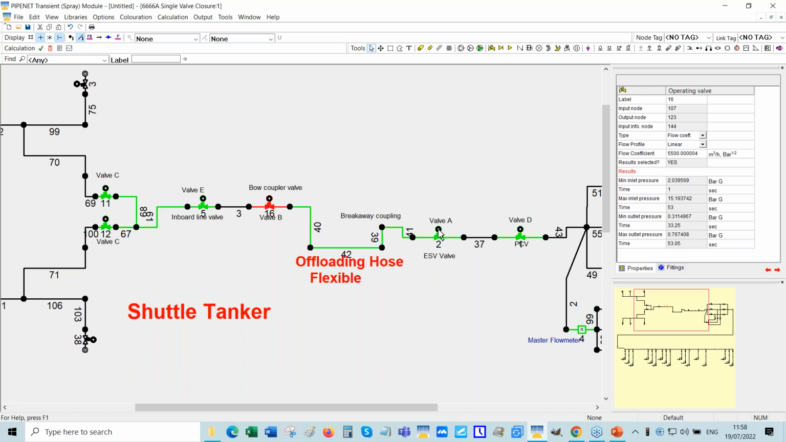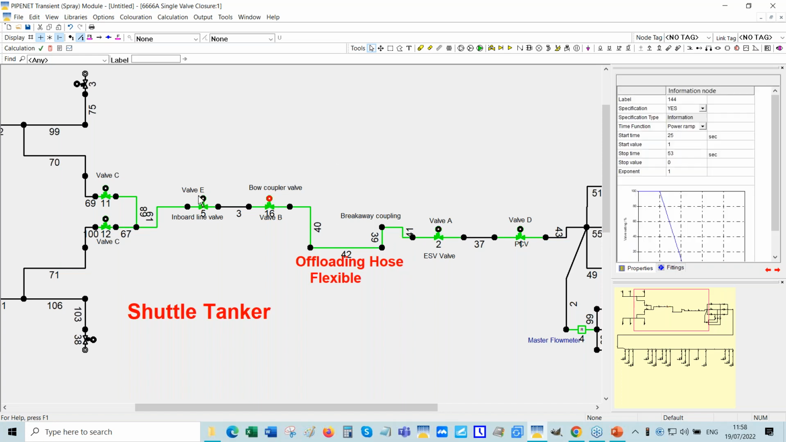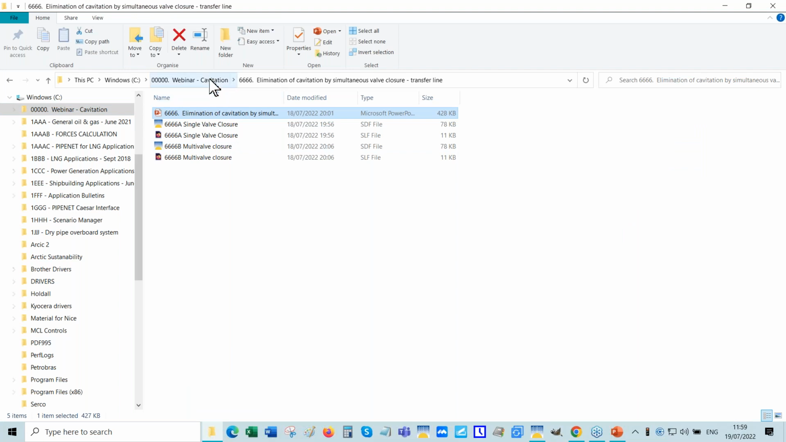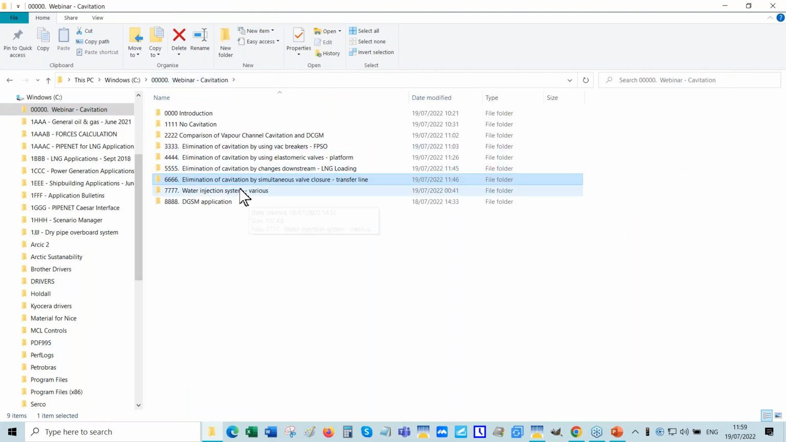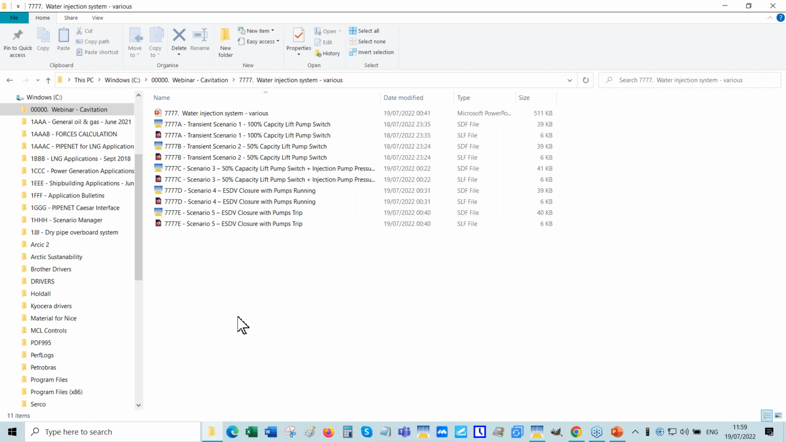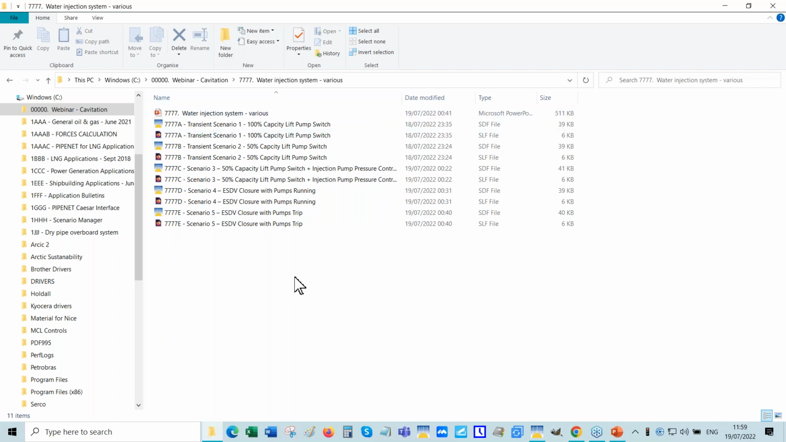We found a very, very simple way of overcoming the cavitation and the problem that it could potentially cause in the offloading hose by a simple operating procedure. I would highly recommend this option. So time is almost up. So let's just look at one more system, which is a water injection system. I will just run one of them because I don't think we'll have time to run all of them.